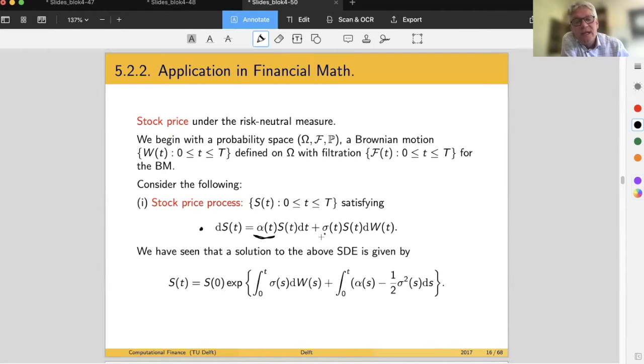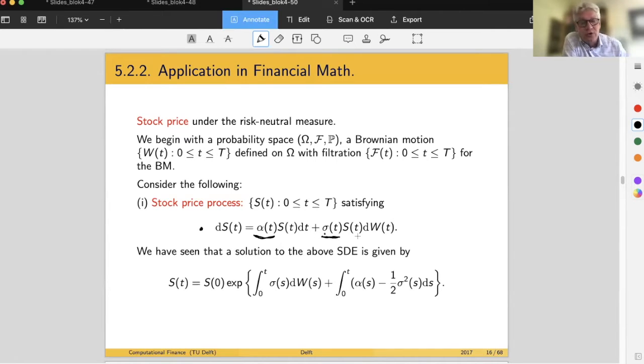And here we see sigma, and that is the volatility, the uncertainty, which is connected to the Brownian increment process here. dS_t is alpha_t S_t dt plus sigma_t S_t dW_t.